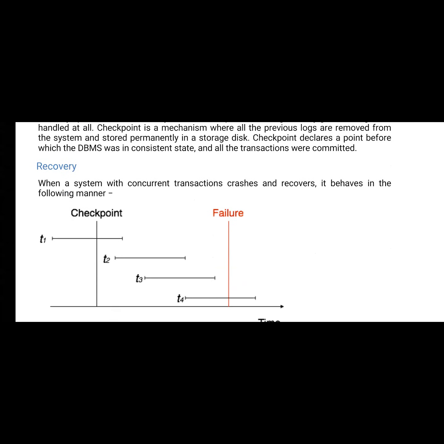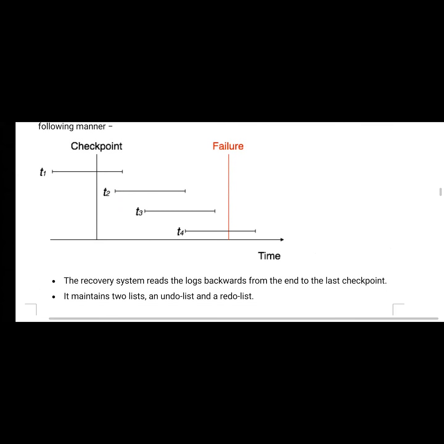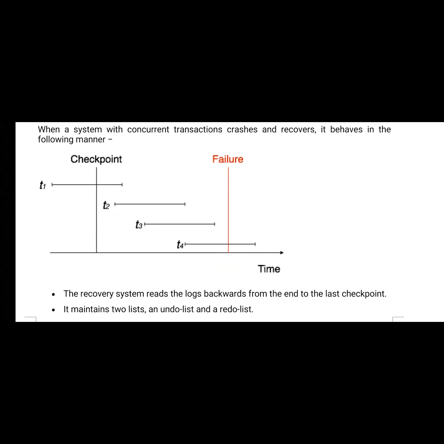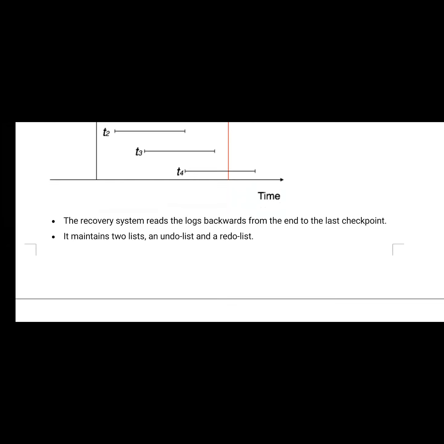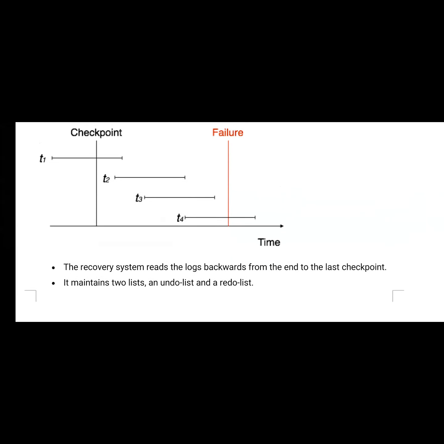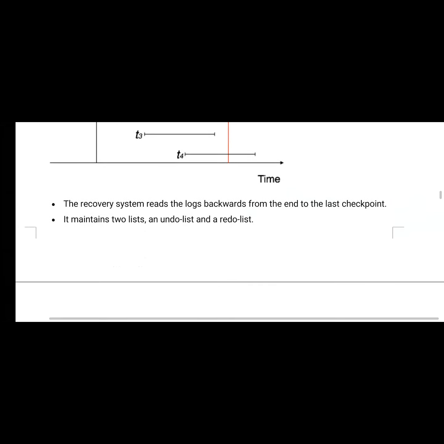So how do we recover this? When a system with concurrent transactions crashes and recovers, it behaves in the following manner. If you observe here, the checkpoint is there, and T1, T2, T3, T4. Those within the checkpoint we are able to recover. Please observe this diagram. The recovery system reads the log backwards from the end to the last checkpoint. It maintains two lists, an undo list and a redo list.